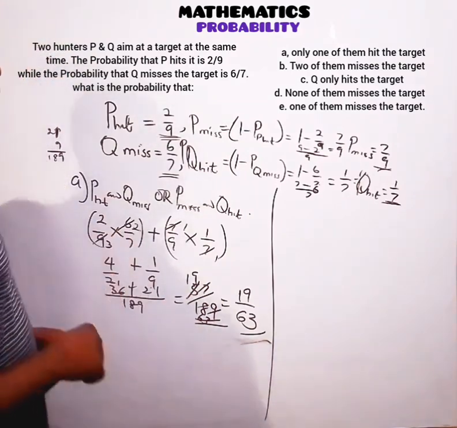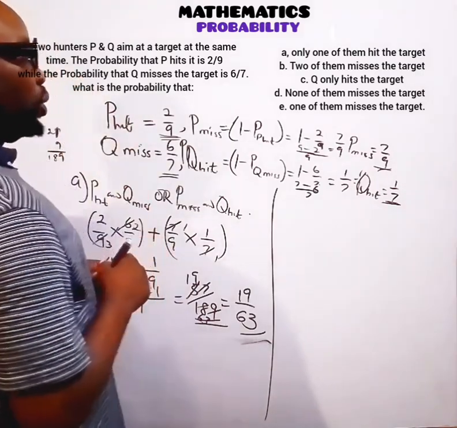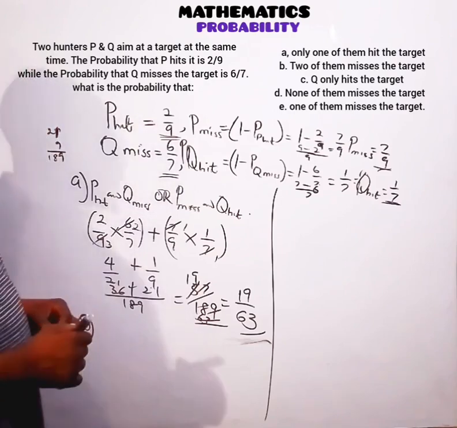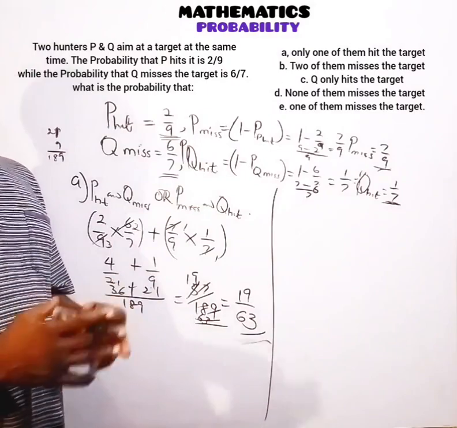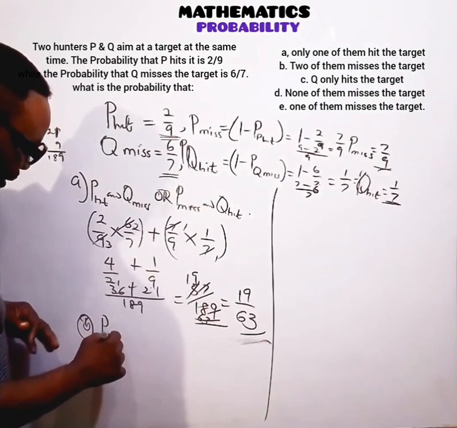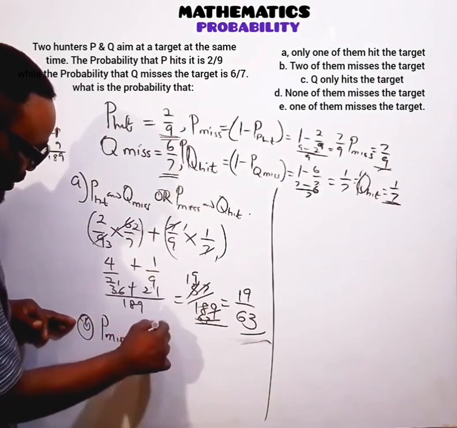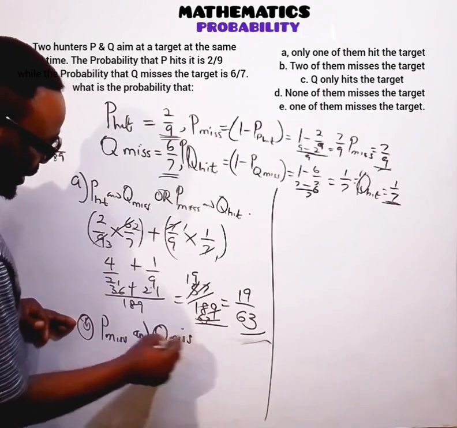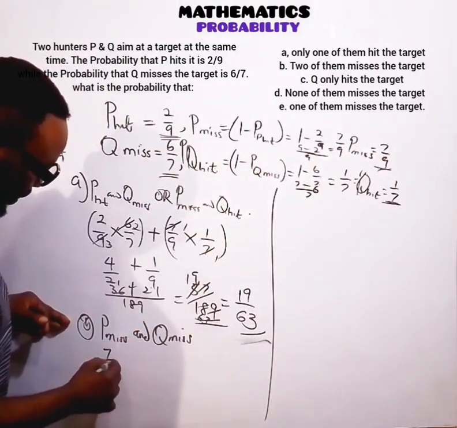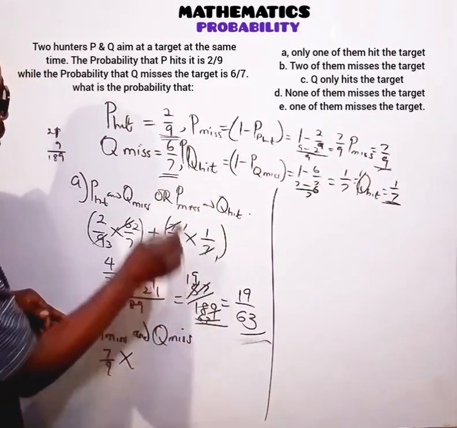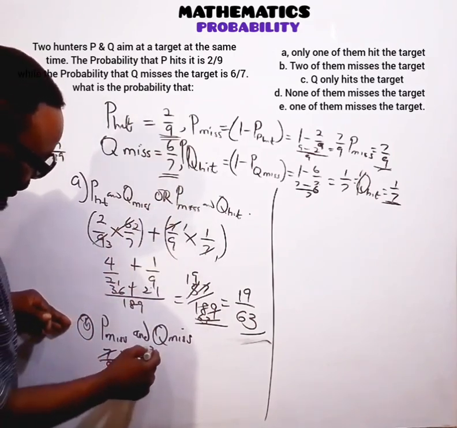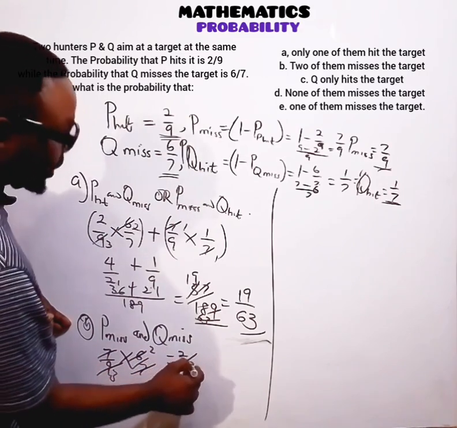Now, the next question, B, says that the two of them miss the target. It means that P missed the target and Q missed the target. What's the probability of P missing the target? That is 7 over 9, multiplied by Q missing the target as well, that is 6 over 7. Cancelling, 2, 3 here, 2, 3 here, 3. That is 2 over 3.